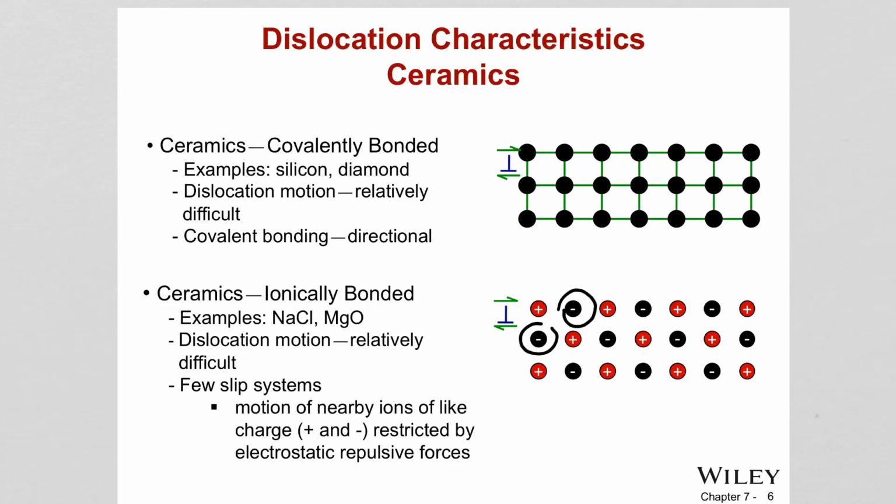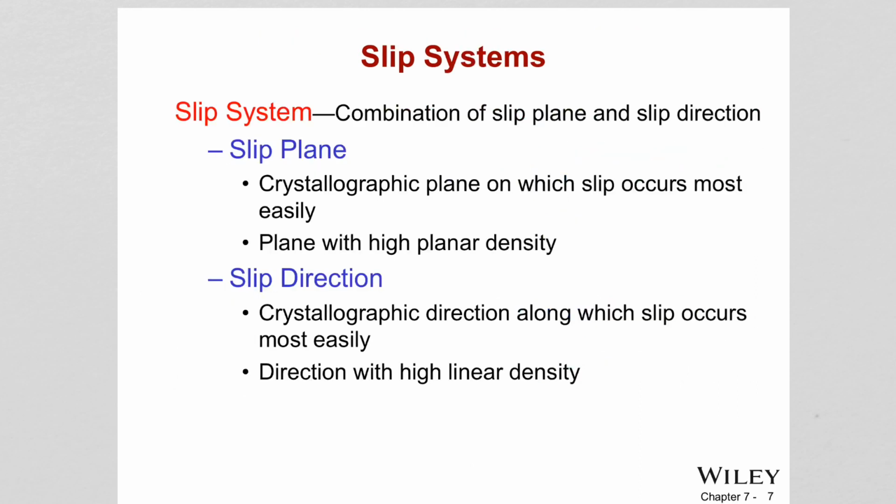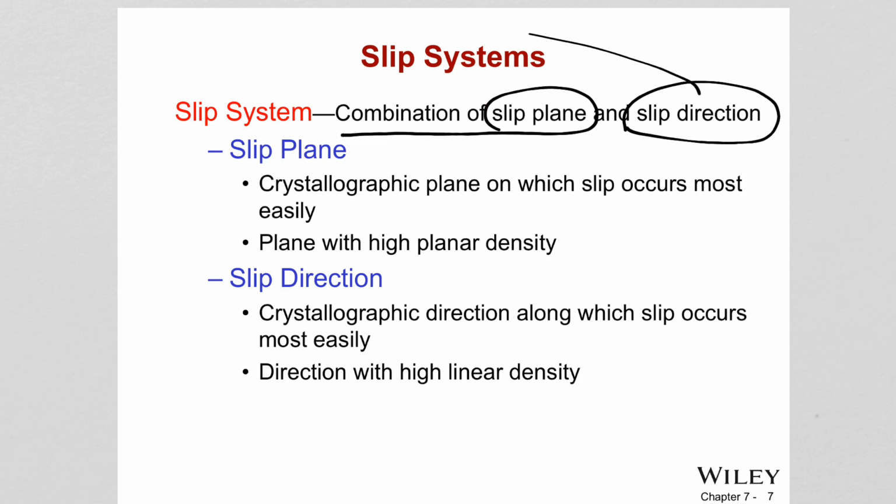So when we say slip system, it is the combination of the slip plane and the slip direction. Together they form slip systems. Okay. There can be different types of slip systems in the structures, and we're going to see that, okay? So as I said, the combination of the slip plane and slip direction gives us the slip system.